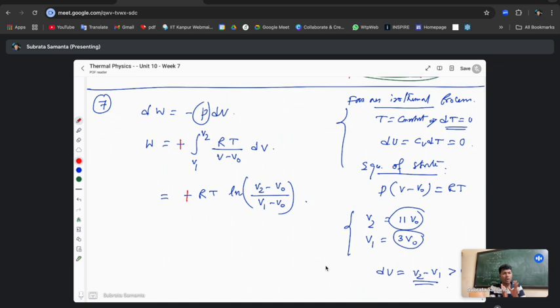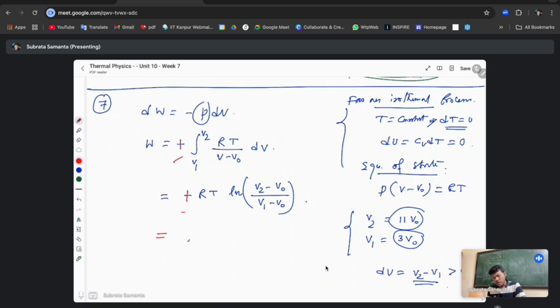In that analogy, the work done is positive because dV is negative. Now in this case, dV is positive, so there is no need to put an extra minus sign in front of this. So this is a plus sign, and this is also a plus sign.